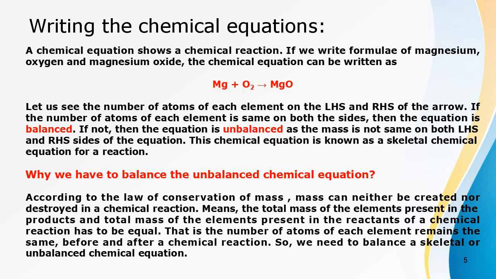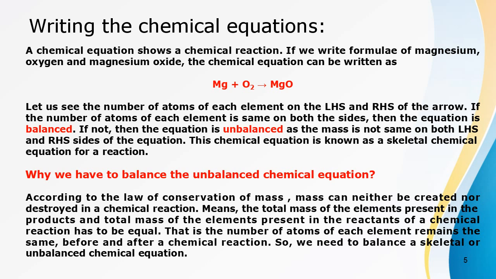If we write the formula of magnesium, oxygen and magnesium oxide, the chemical equation can be written as Mg plus O2 gives MgO. Let us see the number of atoms of each element on the LHS and RHS of the arrow. If the number of atoms of each element is the same on both sides, then the equation is balanced. If not, then the equation is unbalanced, as the mass is not the same on both LHS and RHS of the equation. This chemical equation is known as a skeletal chemical equation for a reaction.